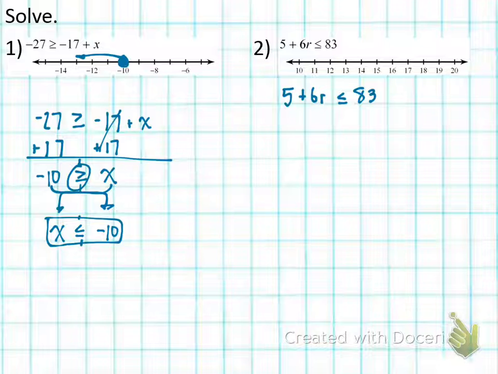Are there any subtraction signs by the r? No. Any addition signs? Yeah, there's a plus 5 right here. The opposite of plus 5 is minus 5. So I'm going to subtract 5 on both sides.